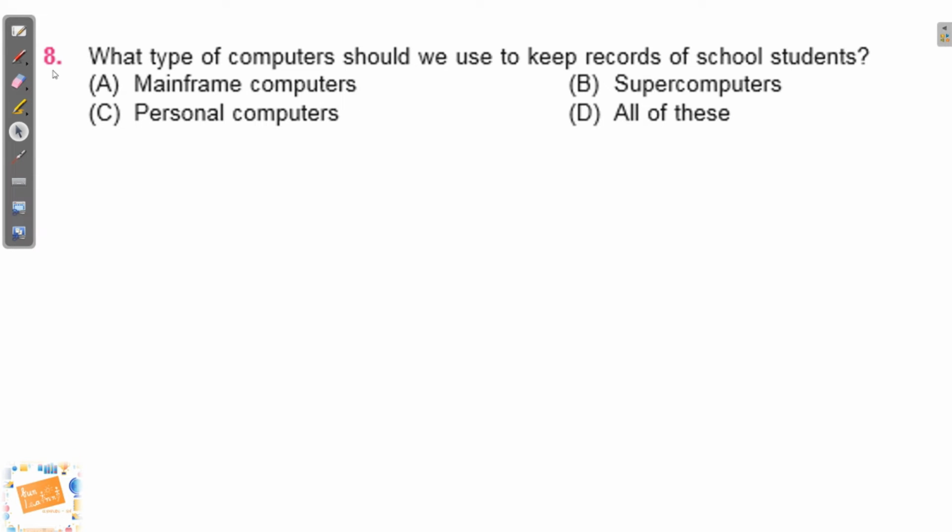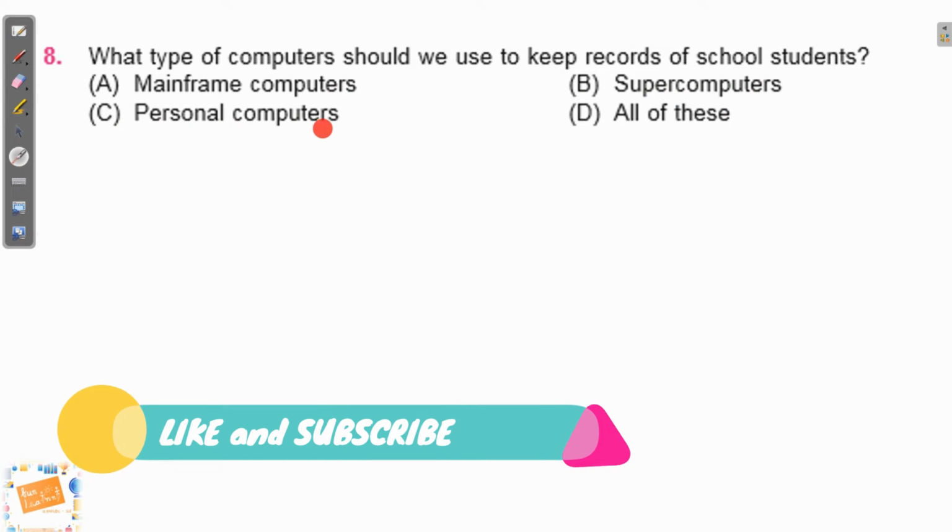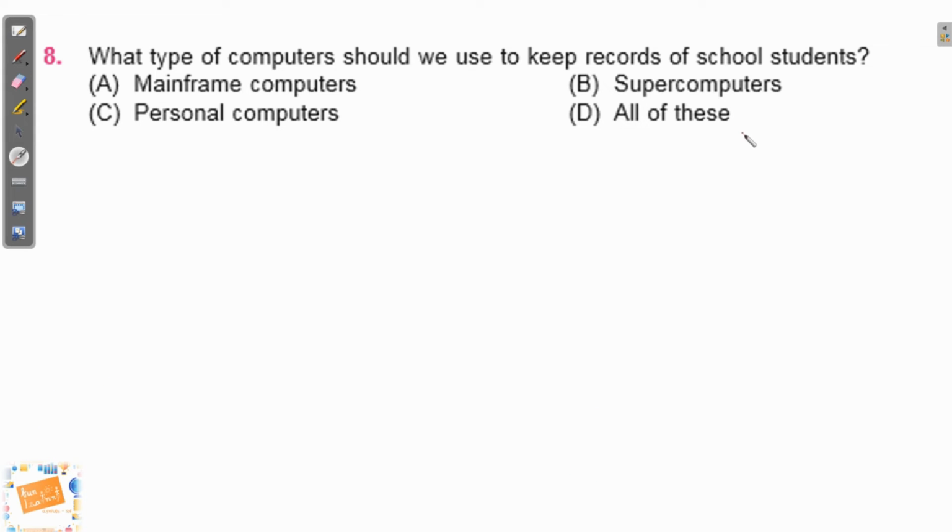So our next question is, what type of computer should be used to keep records of school students? Is it A, mainframe computers? Is it B, supercomputers? Is it C, personal computers? Or is it D, all of these? I'll give you your time to select the right answer now.